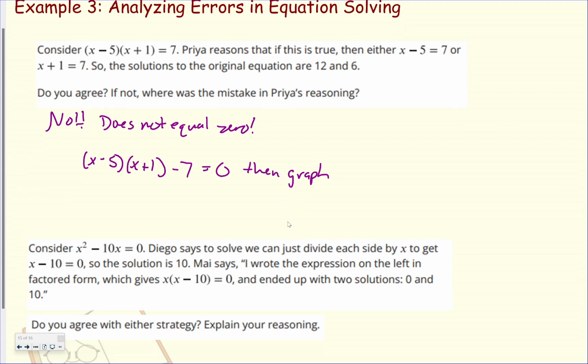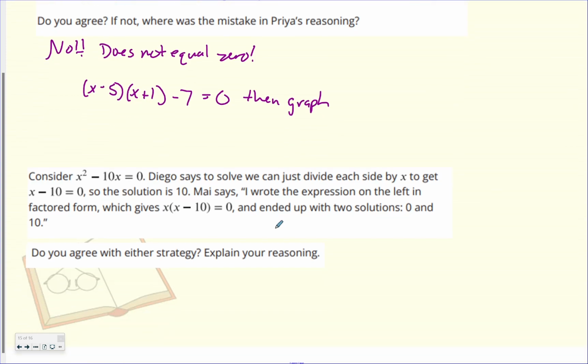Now here's an interesting question. x squared minus 10x equals 0. Diego says that to solve, we can divide both sides by x to get x minus 10 equals 0. So the solution is 10. Okay, fair enough, right? Because 10 minus 10 is 0. Maya says, I wrote the expression in factored form, which gives x times (x - 10) equals 0.